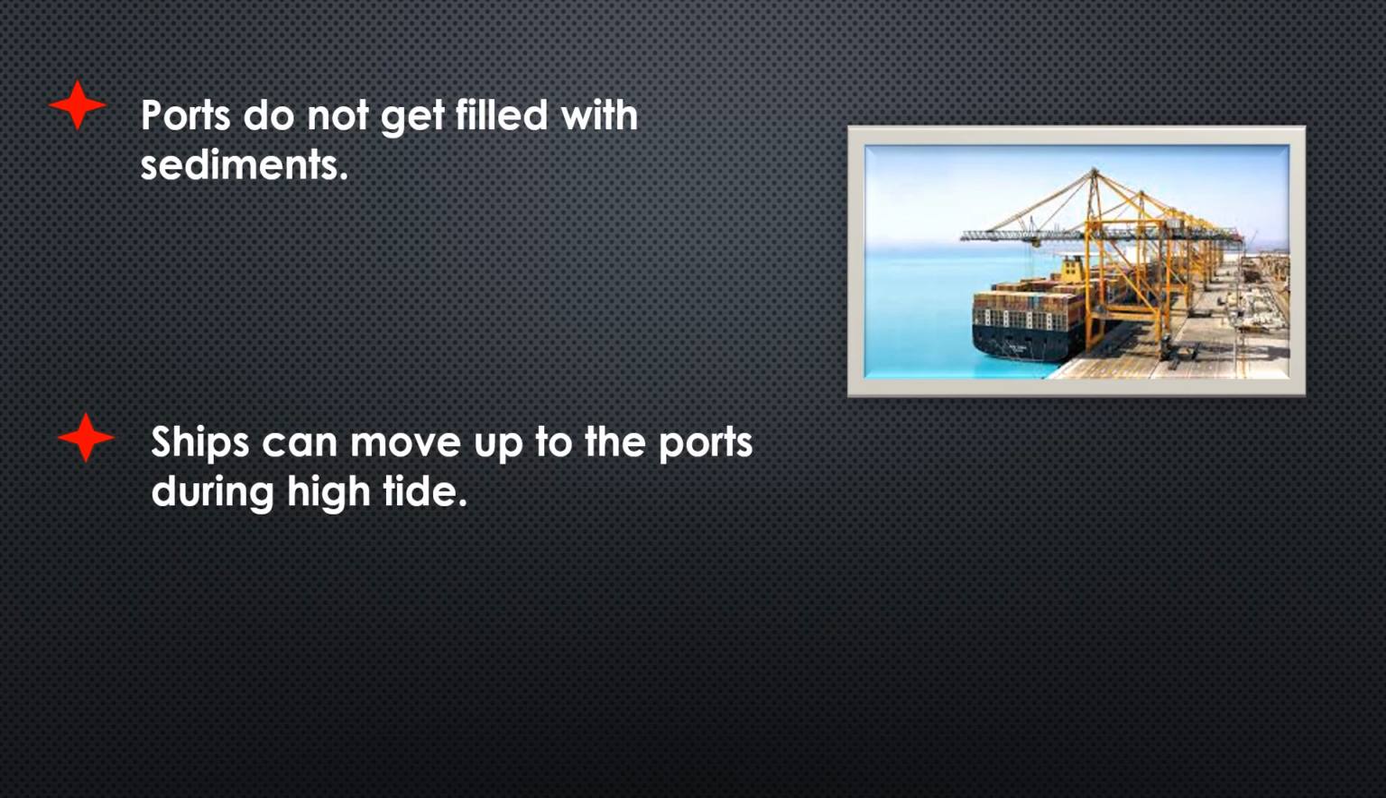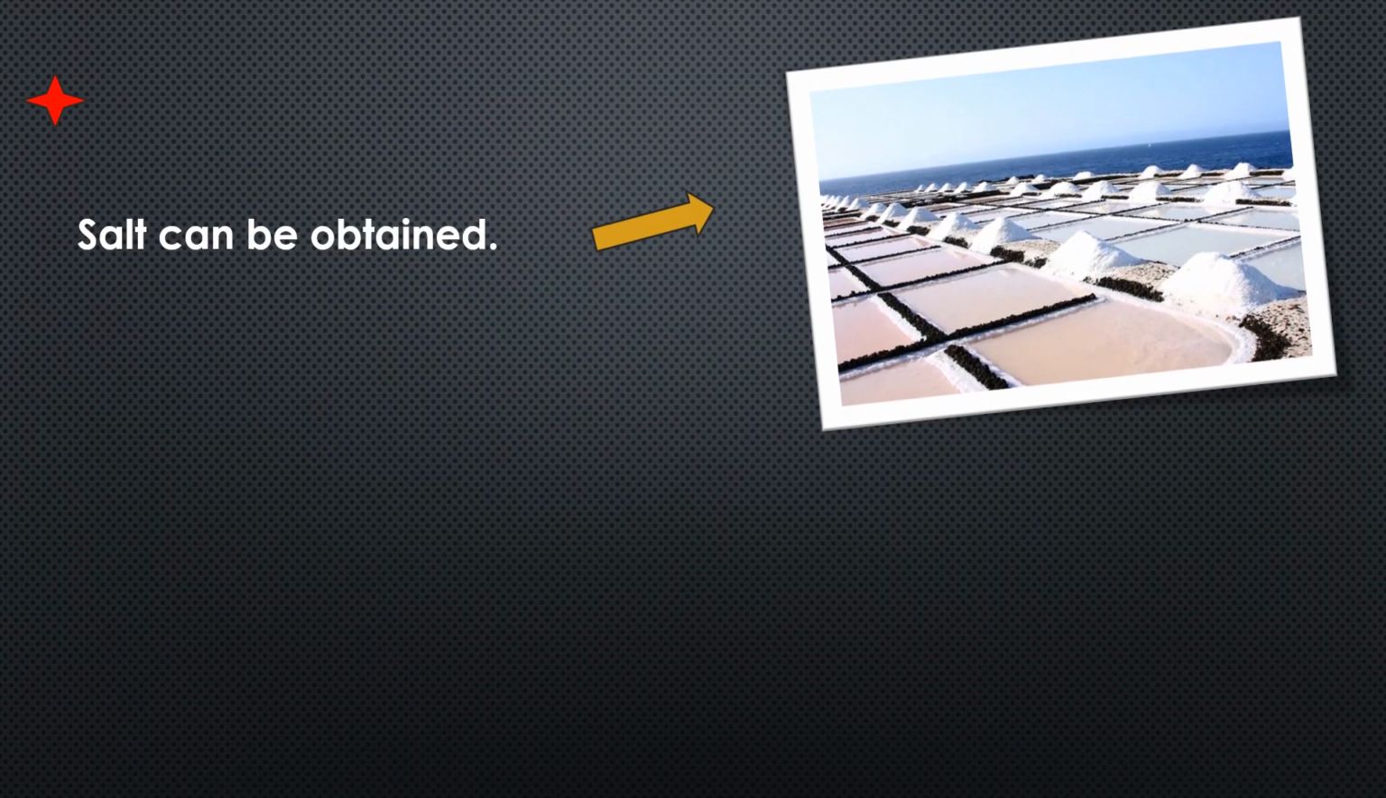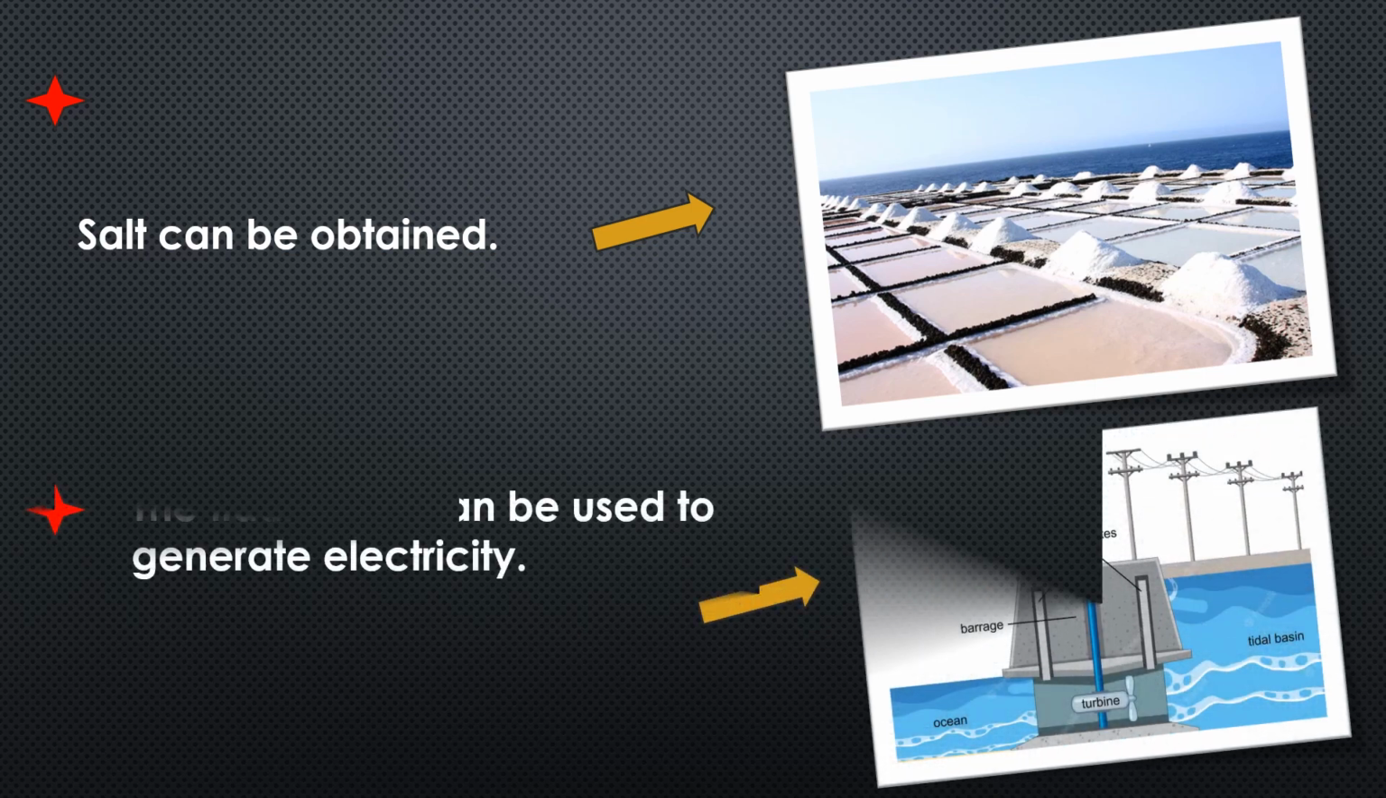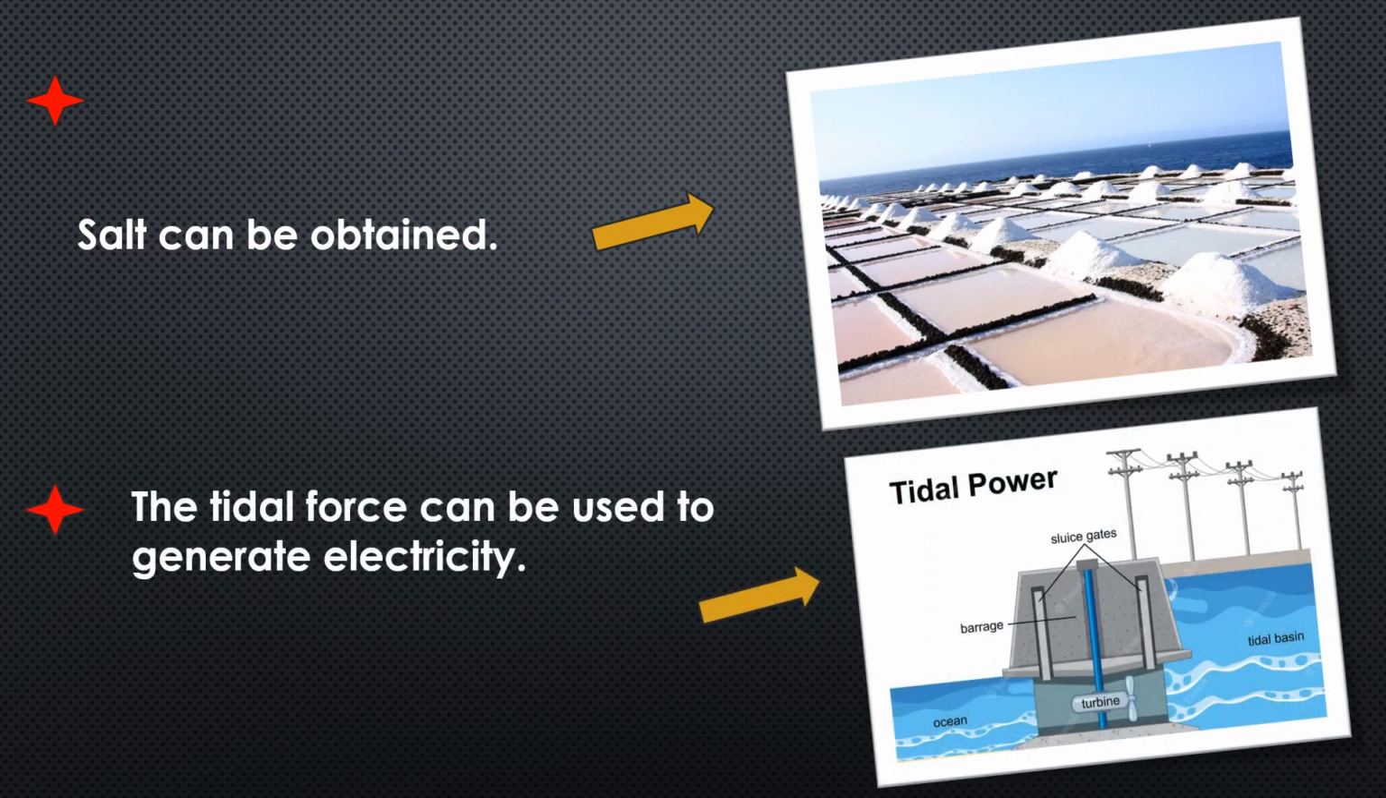Now, tides can cause the depth of water in a port to vary significantly. So, it can sometimes make it difficult for ships to enter and leave the ports, and it can also restrict certain types of ships. During high tides, seawater can be stored in salt pans from which salt can be obtained. Also, tidal force can be used to generate electricity.